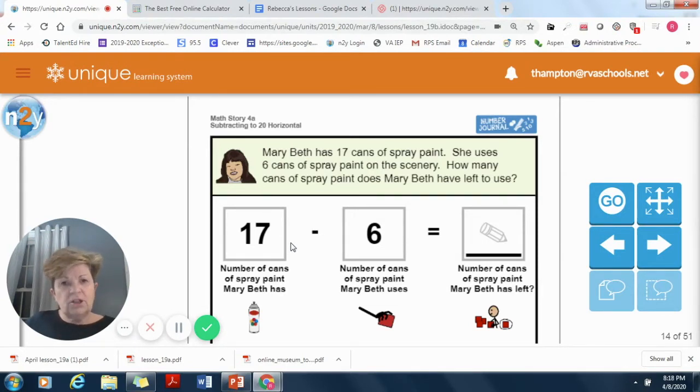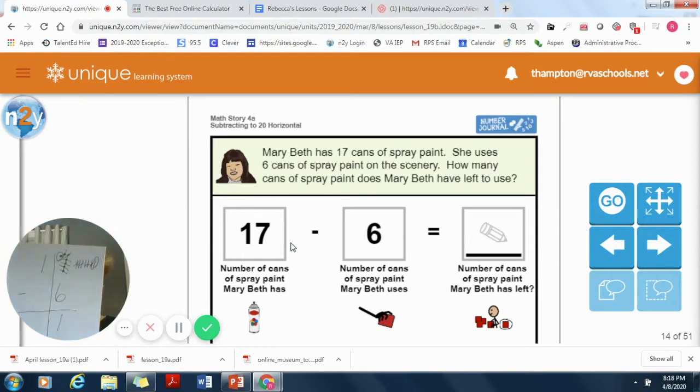Now, what's another strategy we could use? You're right, we could use our fingers. Very good. And we could draw our hash marks, right? So we can make 7 hash marks. 1, 2, 3, 4, 5, 6, 7. And then we just take away 6 of them. And we know that we have 1 hash mark left. Our answer is 1.